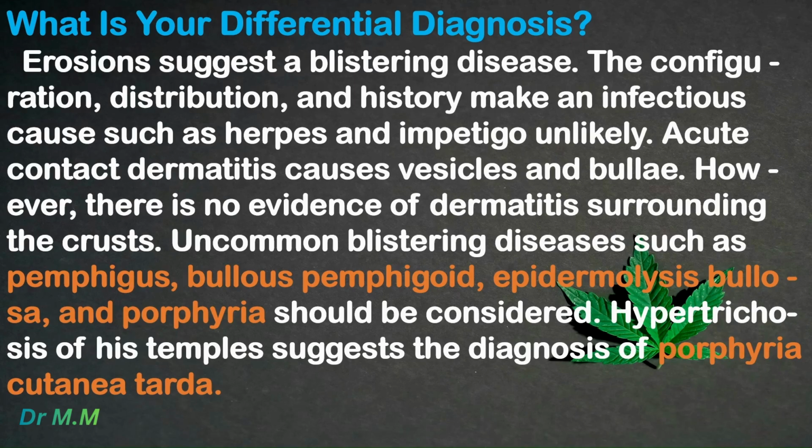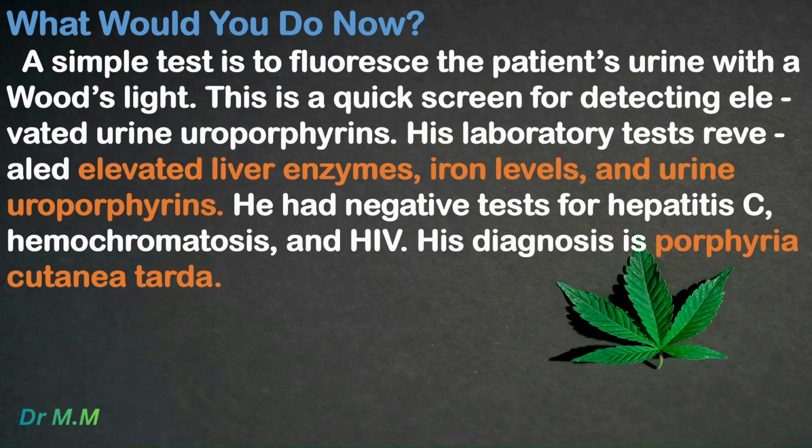Erosion suggests a blistering disease. The configuration, distribution, and history make an infectious cause such as herpes and impetigo unlikely. Acute contact dermatitis causes vesicles and bulla. However, there is no evidence of dermatitis surrounding the crust. Uncommon blistering diseases such as Pemphigus, Bullous Pemphigoid, Epidermolysis Bullosa, and Porphyria should be considered. Hypertrichosis of his temples suggests the diagnosis of Porphyria cutanea tarda. What would you do now?